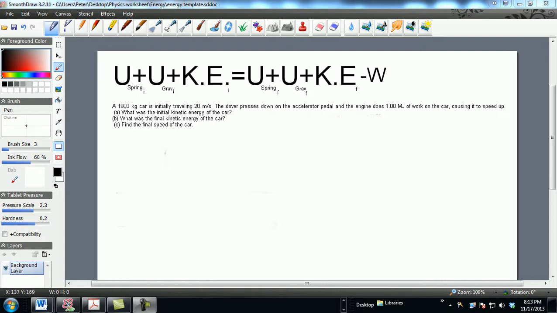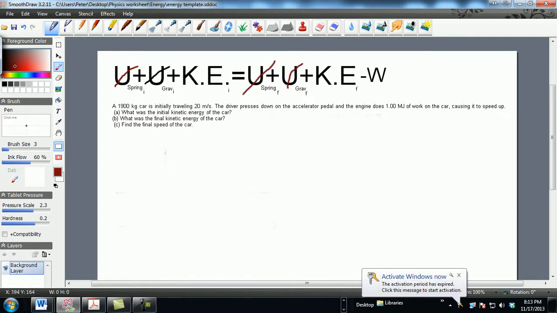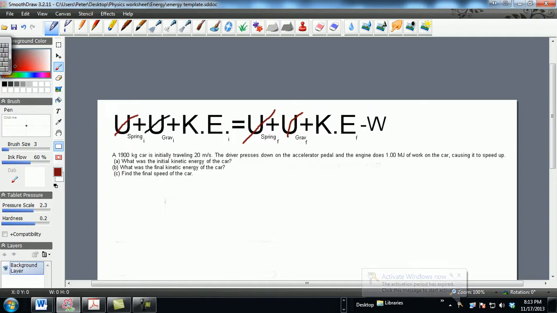Identify what you have. A 1900 kg car is initially traveling at 20 meters per second, so it's moving. So you have some kinetic energy before, and you have no potential because it has no height. Let's change this to red so you can see. You also have no spring in the problem, so that's gone before and after. The engine is going to cause the car to speed up, so now it just becomes a simple calculation problem where you have kinetic energy before, kinetic energy equals kinetic energy after minus work.